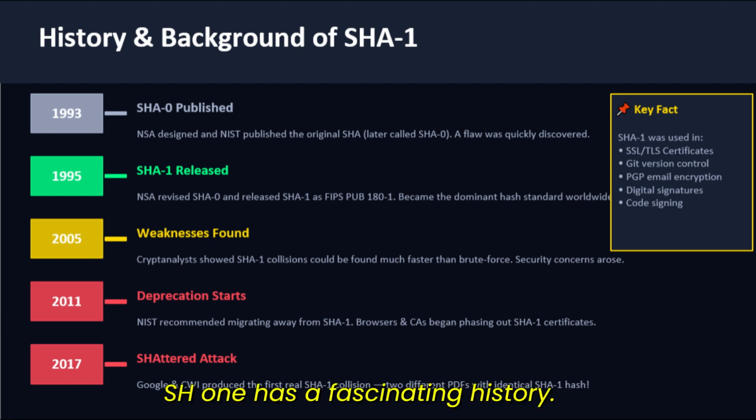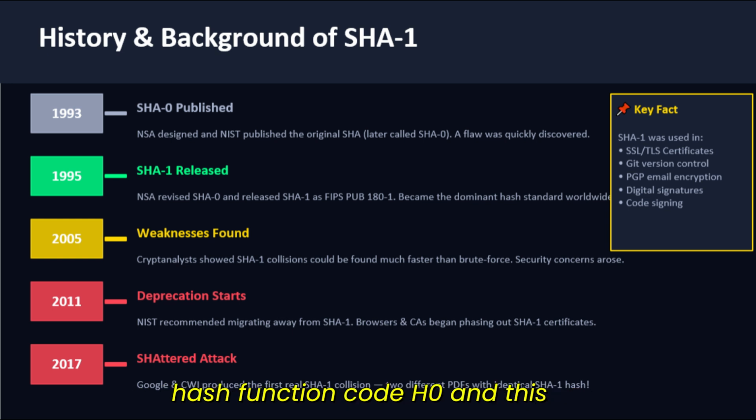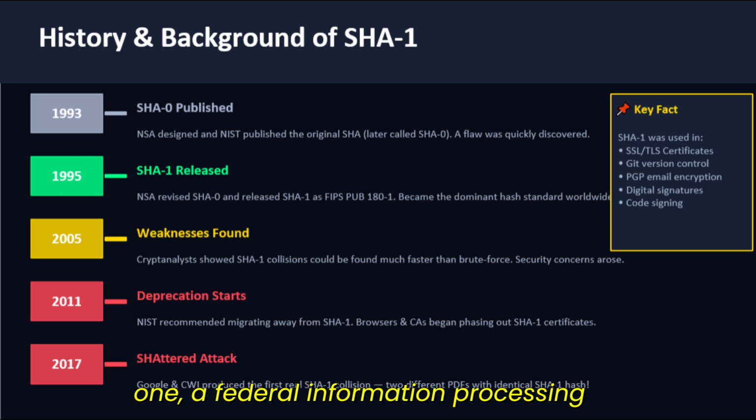SHA-1 has a fascinating history. Let me walk you through the timeline. Back in 1993, the NSA, the National Security Agency, designed a hash function called SHA-0, and NIST published it as a standard. But there was a problem. A cryptographic flaw was found almost immediately. So 2 years later, in 1995, the NSA revised SHA-0 and released SHA-1. This became FIPS Pub 180-1, a Federal Information Processing Standard, and SHA-1 quickly became the most widely used hash algorithm in the world.